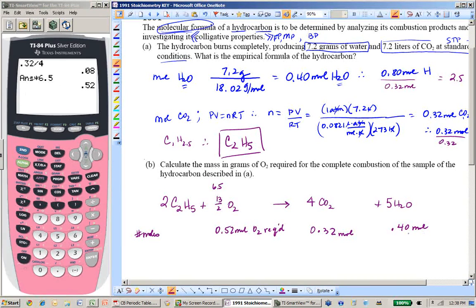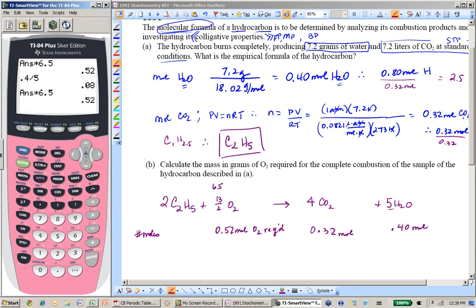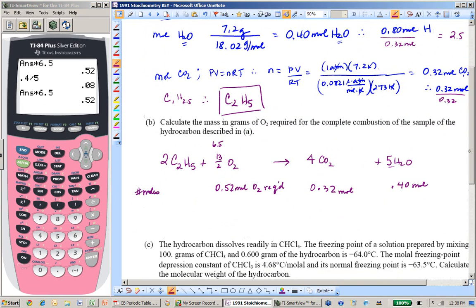But let me prove it to you that it works the other way as well. If 0.4 moles goes with a coefficient of 5, then 0.4 divided by 5 is what 1 is. And then I would multiply that by the 6.5. And voila, it's still coming out 0.52. So whichever way you went at this, and there are many ways to come at this, you're going to come out with the fact that you need 0.52 moles of oxygen required.